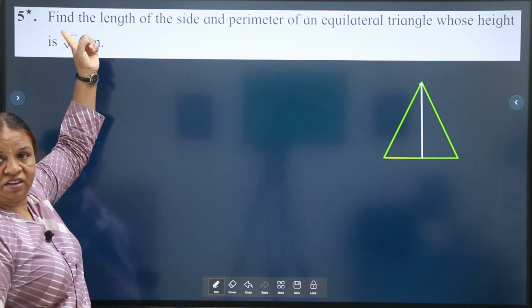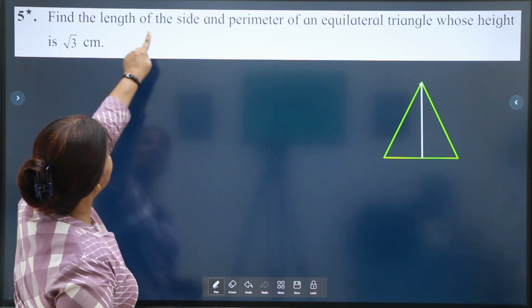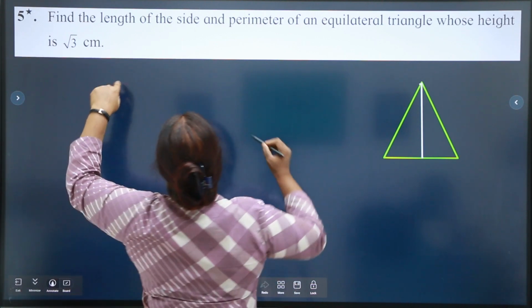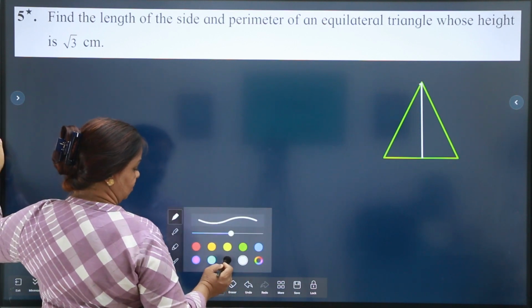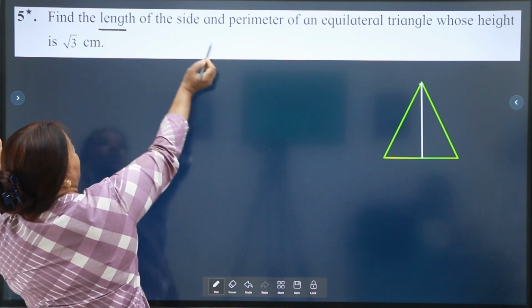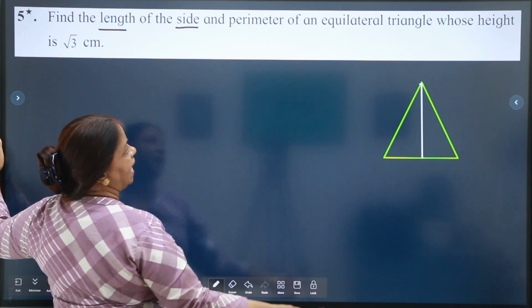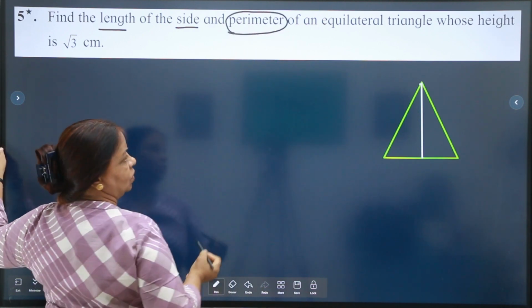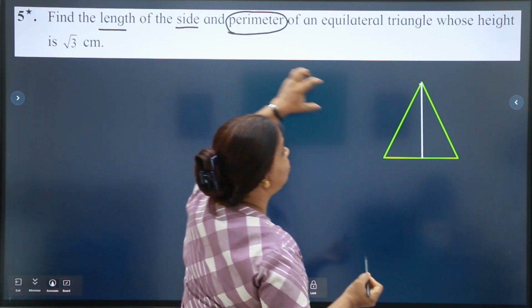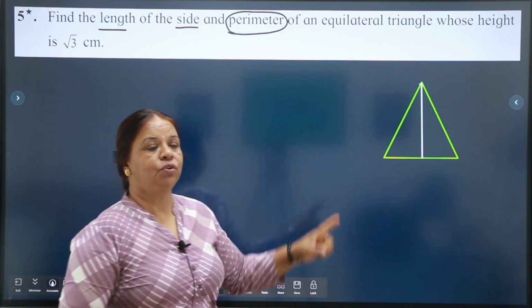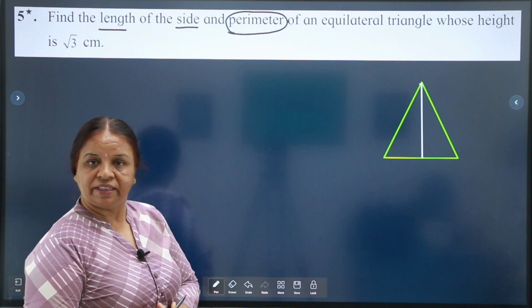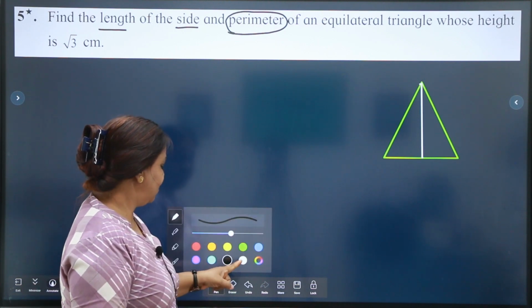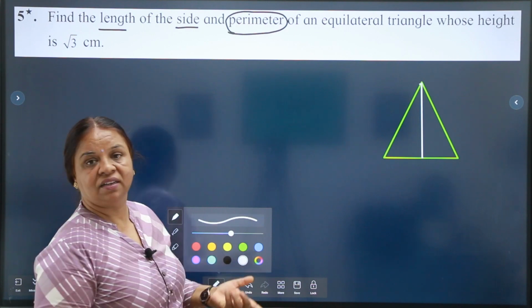Question number 5. Find the length of the side and also the perimeter of an equilateral triangle. You can see one triangle here, children. This triangle is an equilateral triangle. What do you mean by equilateral triangle? Whose all sides are equal.